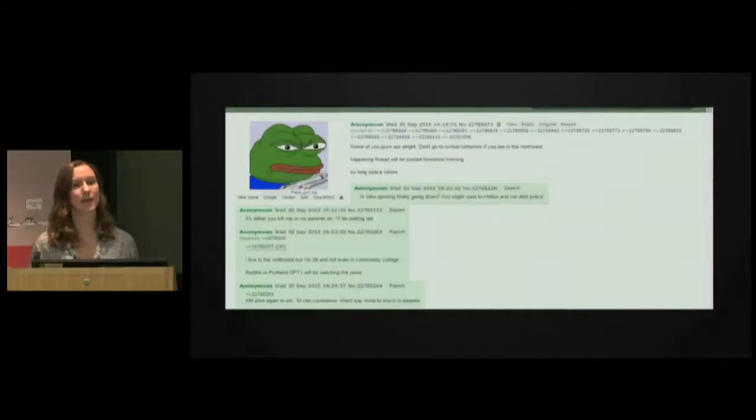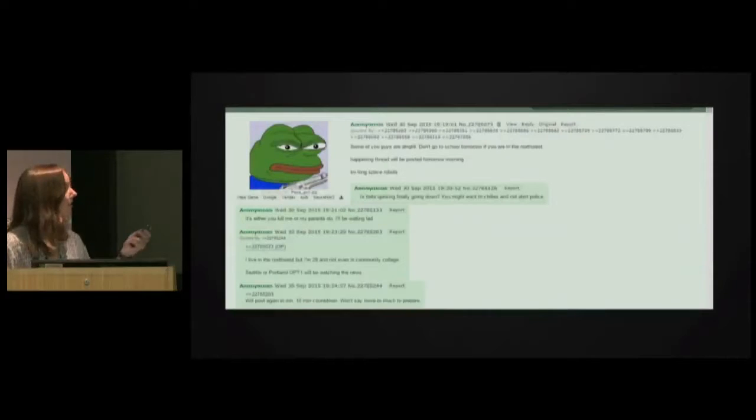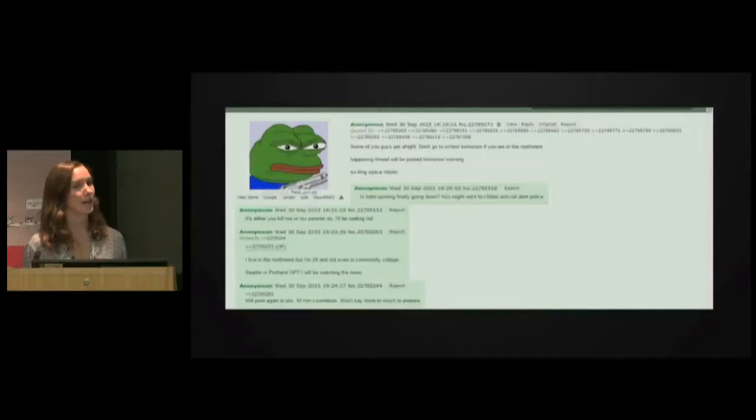So in the hours between the Umpqua Community College shooting and the moment that Chris Harper Mercer was identified by authorities as the shooter, this screenshot of a post on 4chan's R9K board was circulating on social media very widely. In it, the post written by an anonymous user on the eve of the shooting read, "Don't go to school tomorrow if you're in the Northwest."